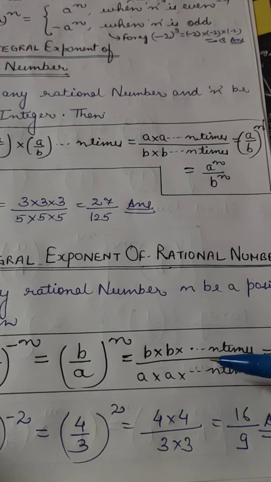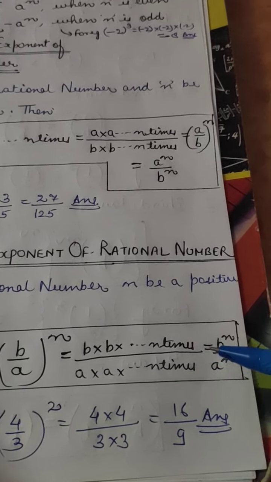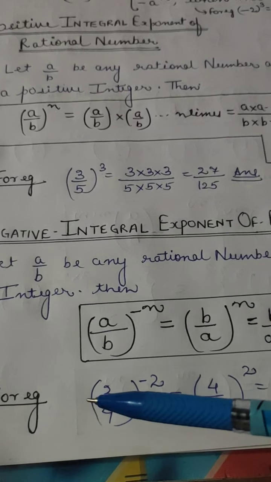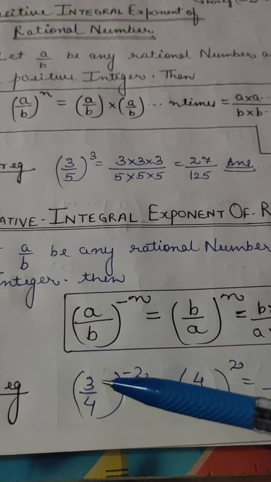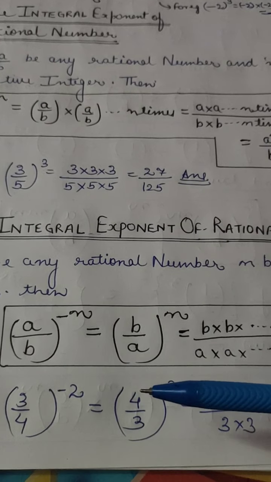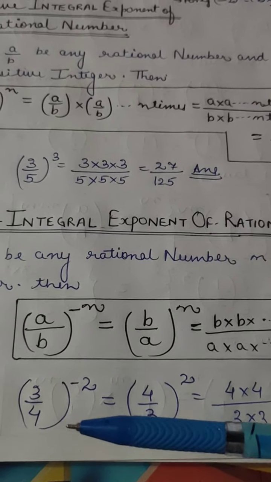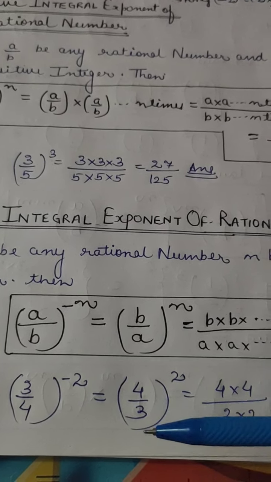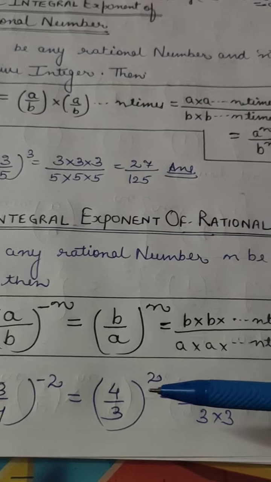So multiplying the numerator n number of times and the denominator n number of times, we get b to the power n and a to the power n. Let's see this with the help of an example. Here, (3/4) to the power minus 2. So what we have done? We have just taken the reciprocal of the rational number. So it will give 4/3 and the power will become positive.